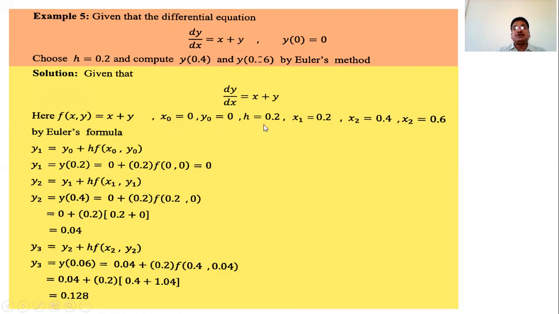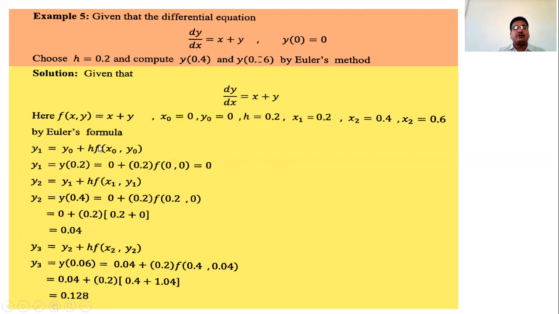y0 is also 0. And h is what? Choose h as 0.2 and then find the value at 0.4 and 0.6. That is, first find the value at 0.2, then find at 0.4, and then find at 0.6. So the value at 0.2 is what?